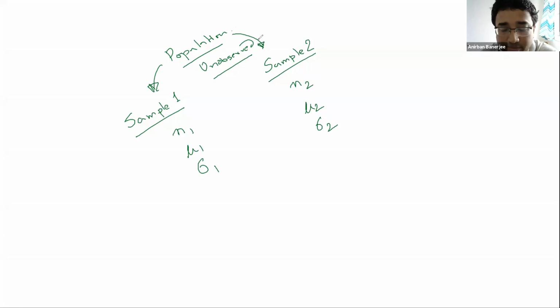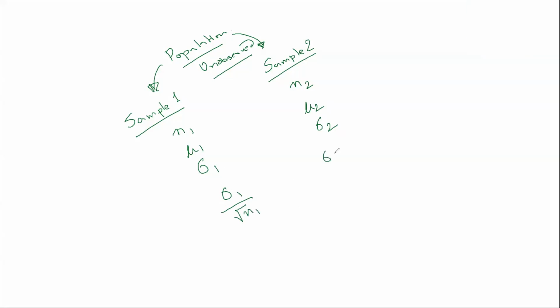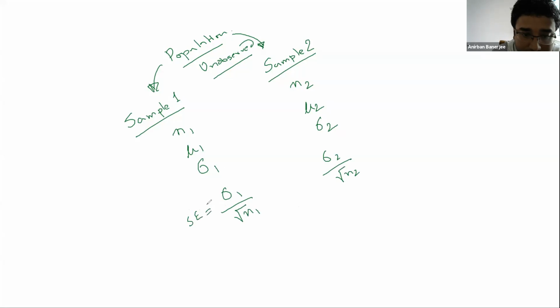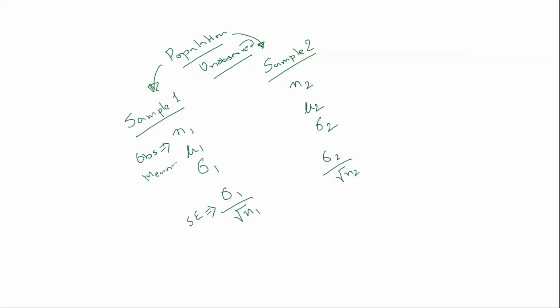Yes, Ria, you want to say something? For sample 1, the standard error will be sigma 1 by under root of n1. This is going to be sigma 1 by square root of n1, and similarly for sample 2. And how is this useful? Standard error is basically the deviation of the sample mean from the population mean.